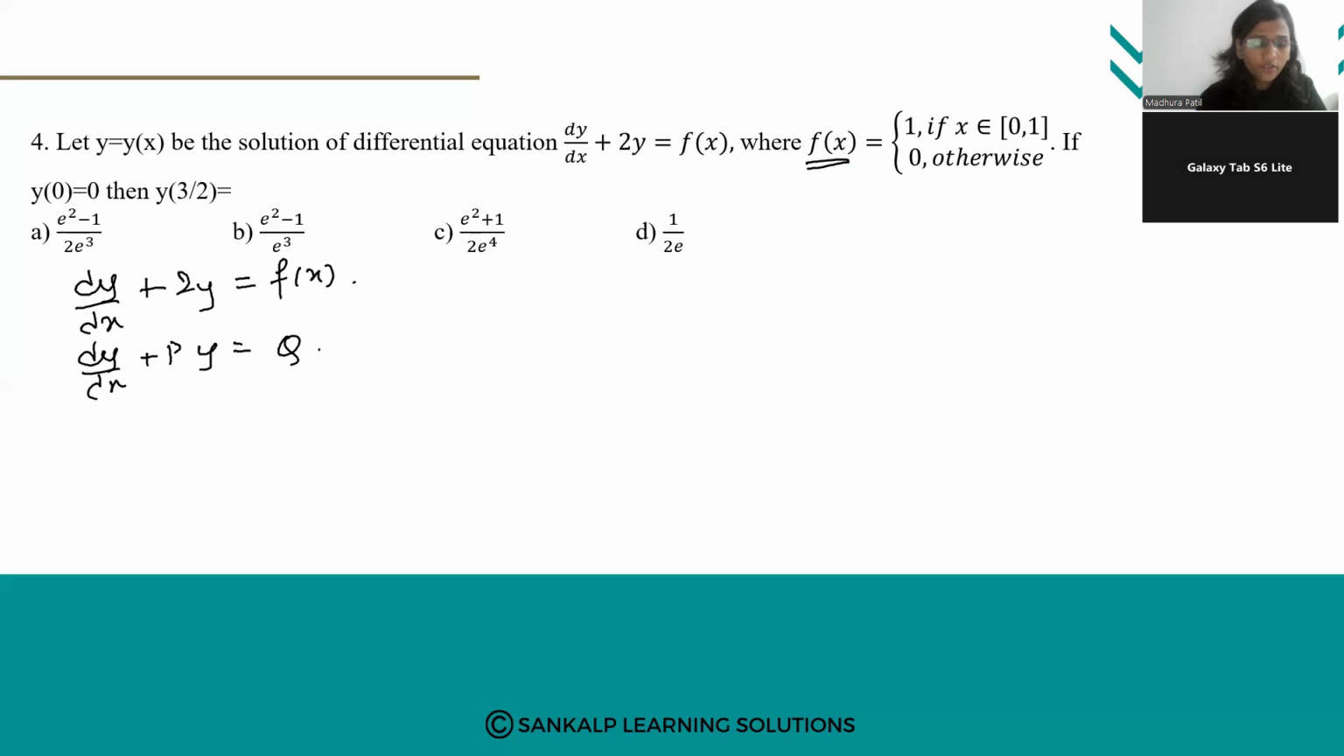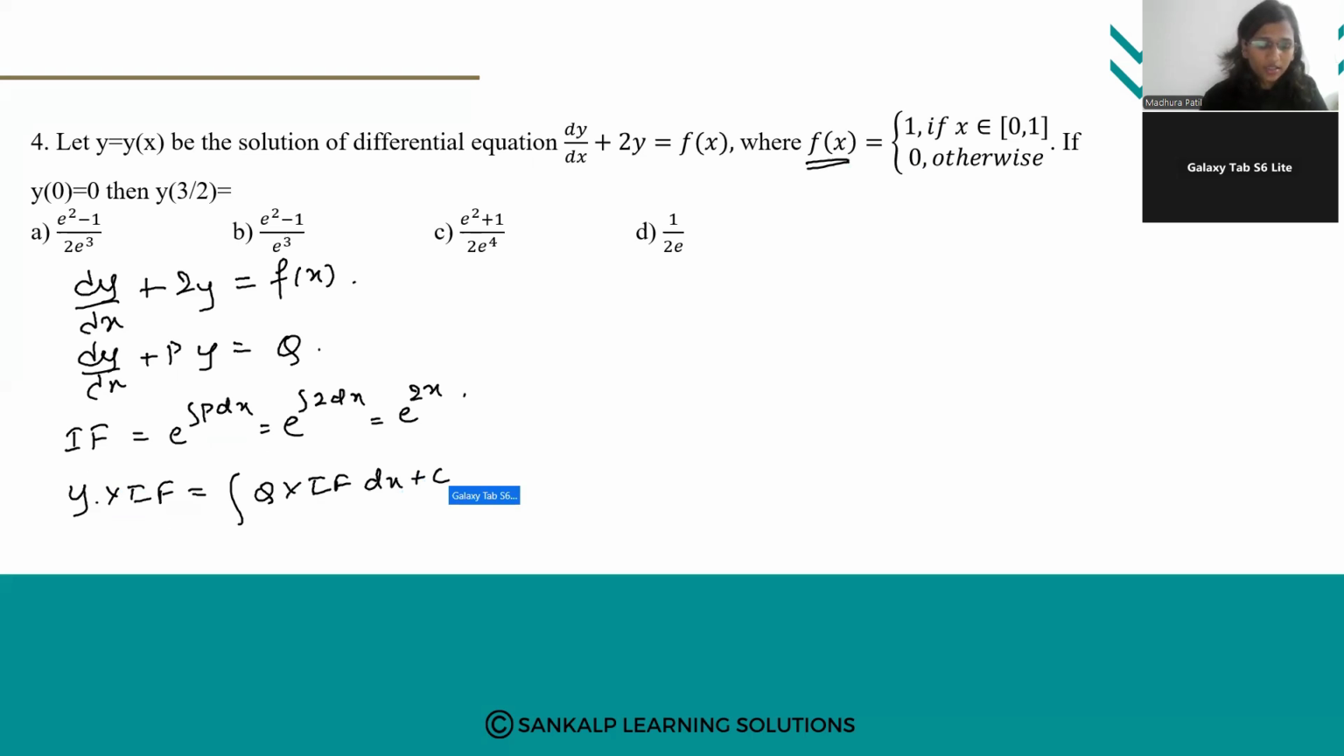Therefore, before finding the solution, let us find the integrating factor, which is e to the power integral of P dx. In the place of P we have here 2, so the integration would be 2x. So the integrating factor is e to the power 2x. Now the solution is given by y into integrating factor equals integration of Q into integrating factor dx plus c. So what do I get here? y into e to the power 2x equals, in the place of Q we have f of x, so f of x into e to the power 2x dx plus c. So this is the solution I'm getting here.